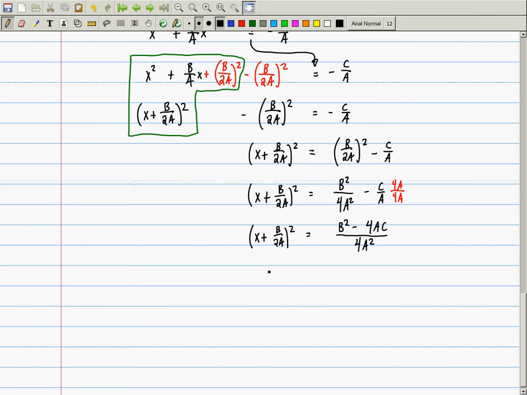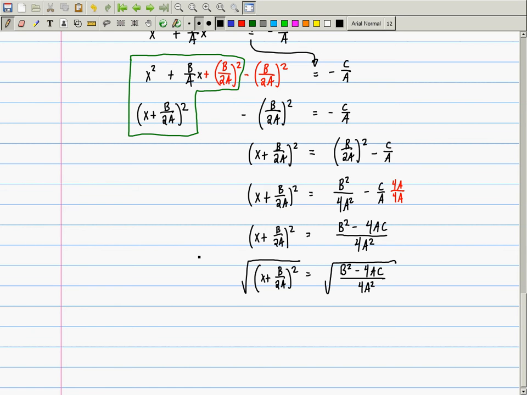So then, now we want to solve for x. So we need to compute the square root of both sides. So the square root of x plus b over 2a squared is equal to the square root of b squared minus 4ac divided by 4a squared. Okay, so now let's deal with these things one at a time.